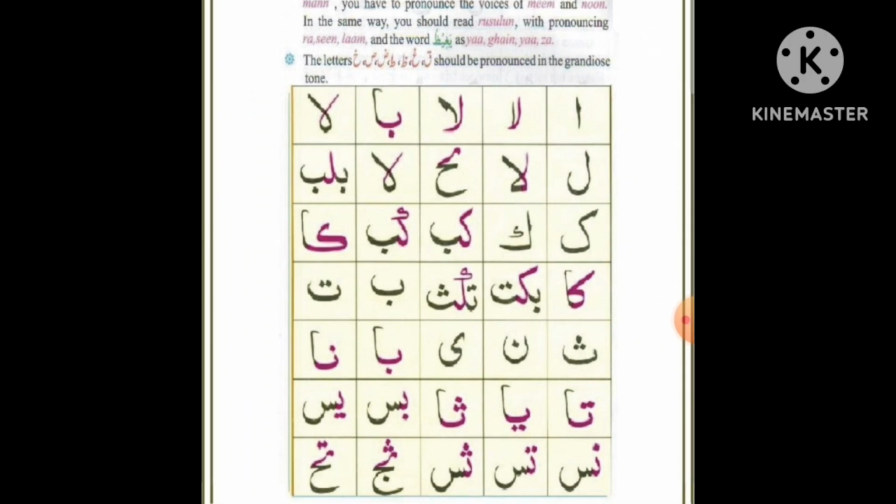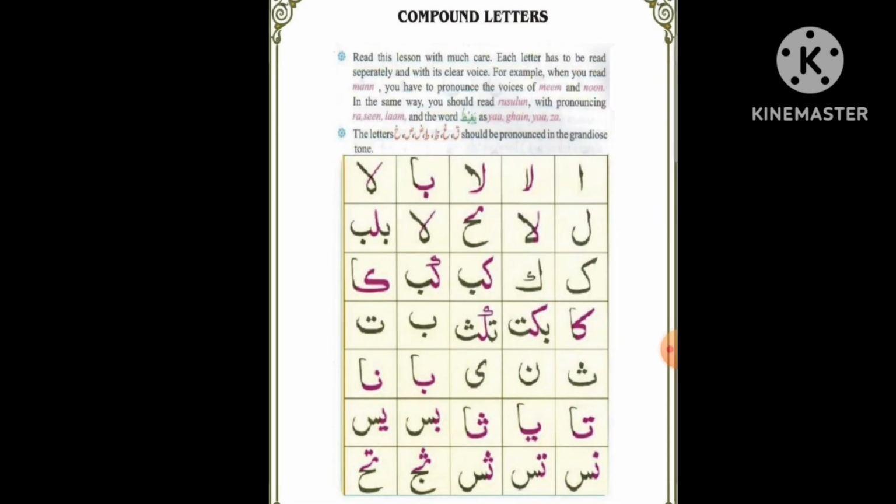Bismillahirrahmanirrahim. Okay, so until now we learned the single letters. Now in today's lesson we are going to learn the compound letters, the mixed letters. That means how one letter gets combined with the other letter, how two or more letters are joined together to make a word. So in this lesson we are going to identify each letter in the form of compound letters or mixed letters.